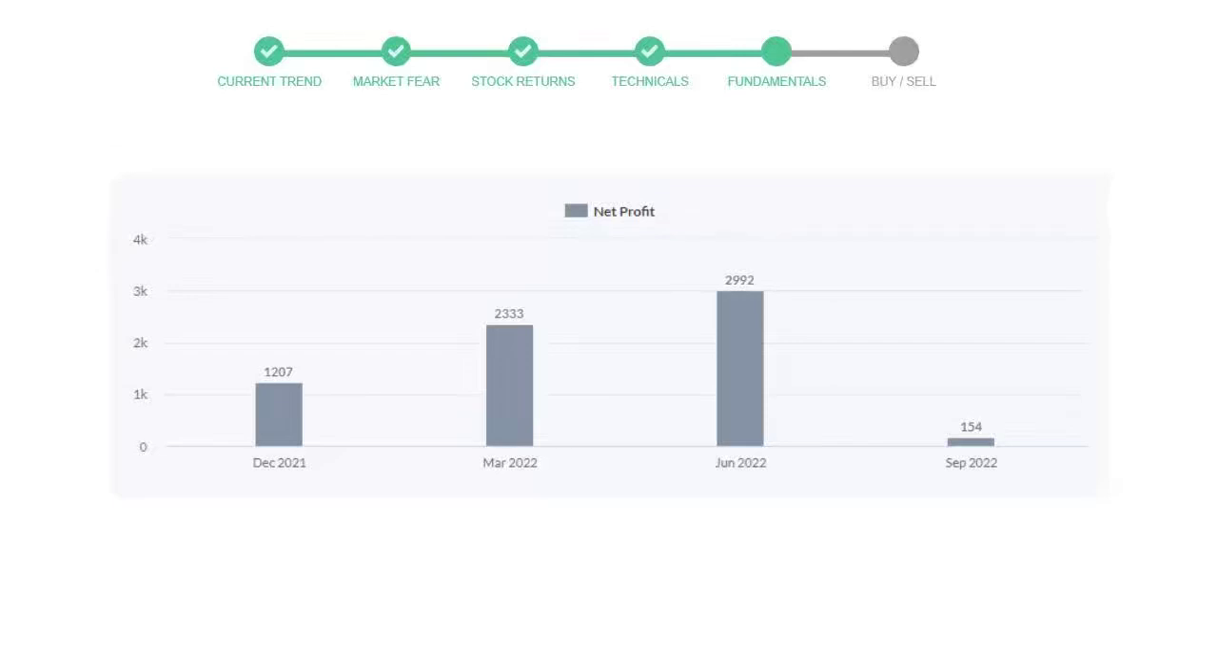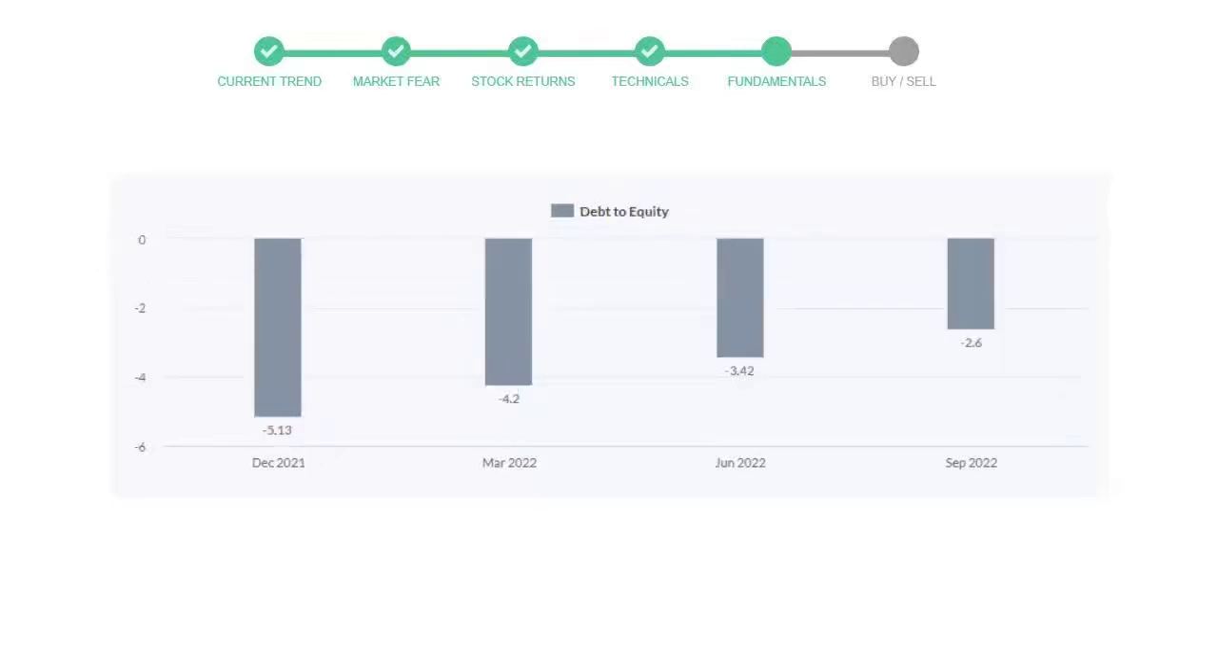Let's see debt numbers. Debt to equity number tells us how much the company is in debt. In the first quarter, it was negative 5.13, then it increased to negative 4.2, then in the third quarter, it again went up to negative 3.42. In the recent quarter, the debt score increased to negative 2.6. Generally, this ratio should not be over 2.0.